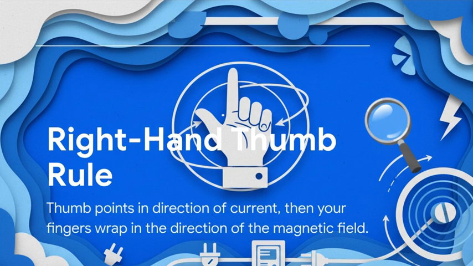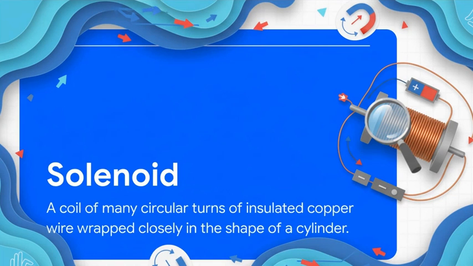Pretend you're grabbing the wire with your right hand. Point your thumb in the same direction the current is flowing. The direction that your fingers naturally curl, that's the direction of the magnetic field. Simple as that.